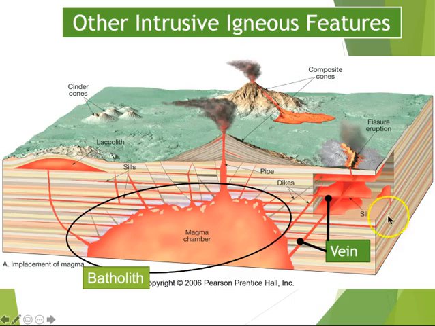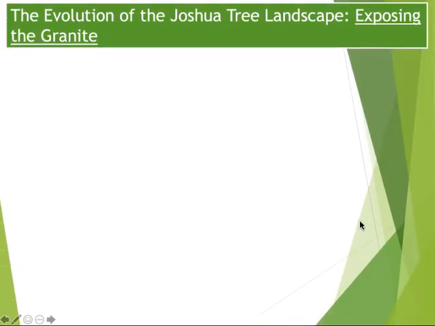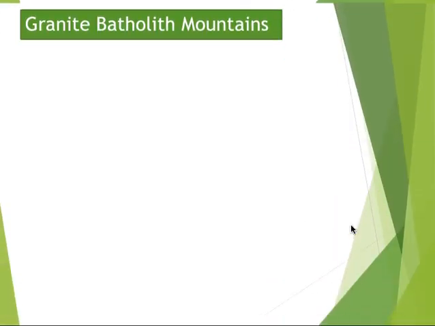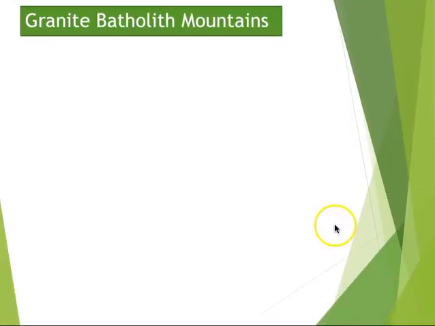Before going further, though, let's consider this question. How do granitic rocks that form 10 to 15 miles deep become exposed on Earth's surface? Let's summarize the steps needed to answer this question.